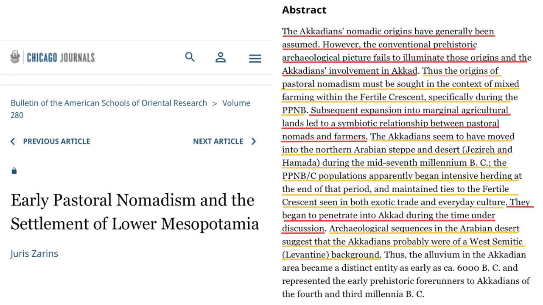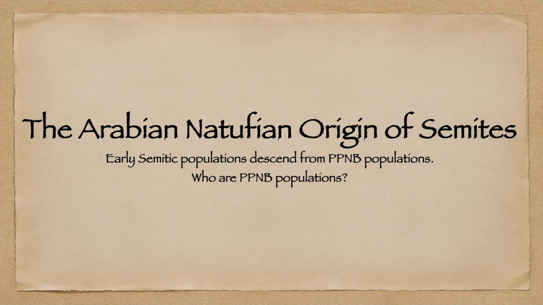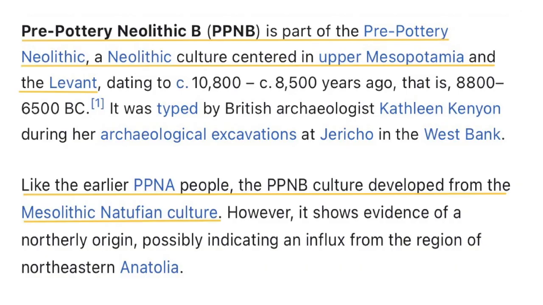So we're looking at Pre-Pottery Neolithic B and C populations, more specifically Pre-Pottery Neolithic B. So let's look into who these people are. Early Semitic populations descend from PPNB populations. Who are PPNB populations? Pre-Pottery Neolithic B is part of the Pre-Pottery Neolithic, a Neolithic culture centered in Upper Mesopotamia and the Levant. So that's the region that we're dealing with.